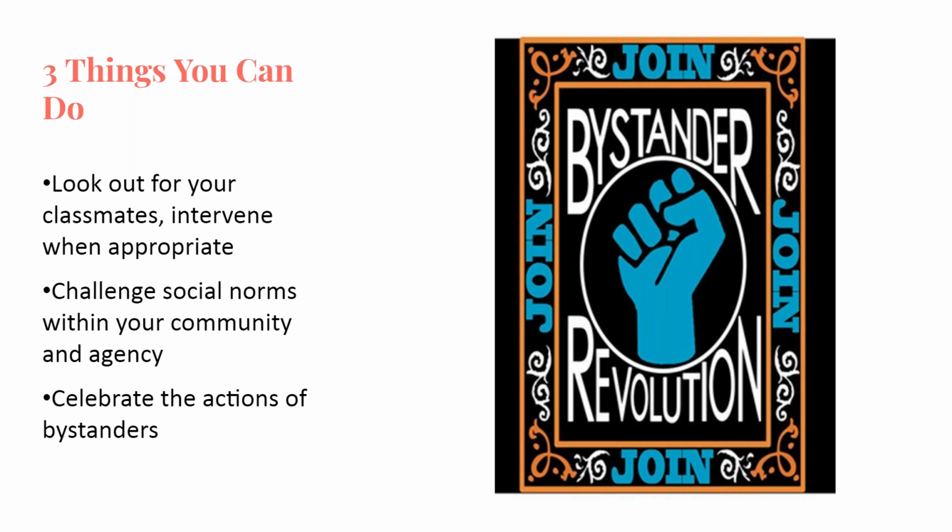Look out: have folks look out for their classmates, have folks look out for their other community members, and intervene when it's appropriate. So actually practice bystander intervention. Challenge the social norms within your community. Really look at whether it's victim blaming, or this idea of social disorganization, that norms go out the window when you're at a party, understanding all of those aspects and being able to challenge those and refute those false narratives.